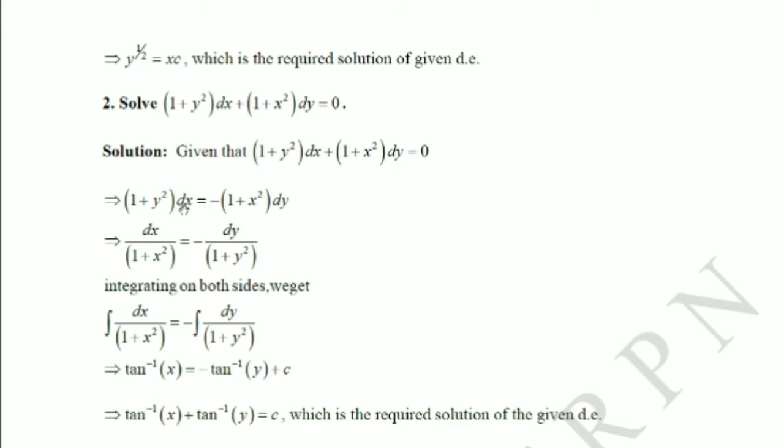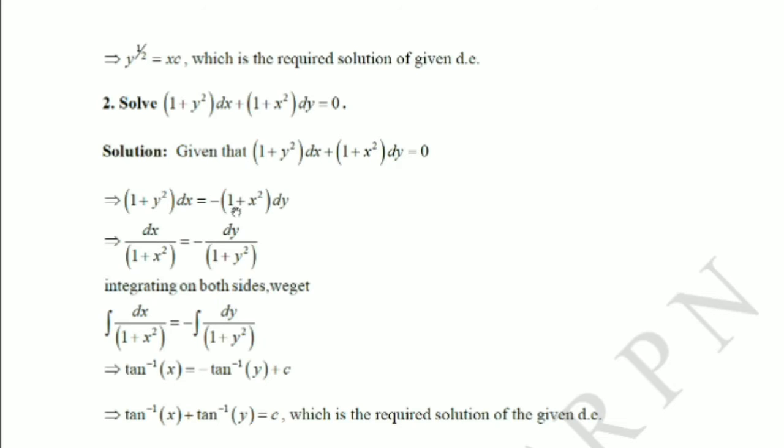Remember, with dx, we should have only terms of x. So, I don't want this 1 plus y square here. Let me send this 1 plus y square to this side. That becomes divided by 1 plus y square. So, dx is remaining.